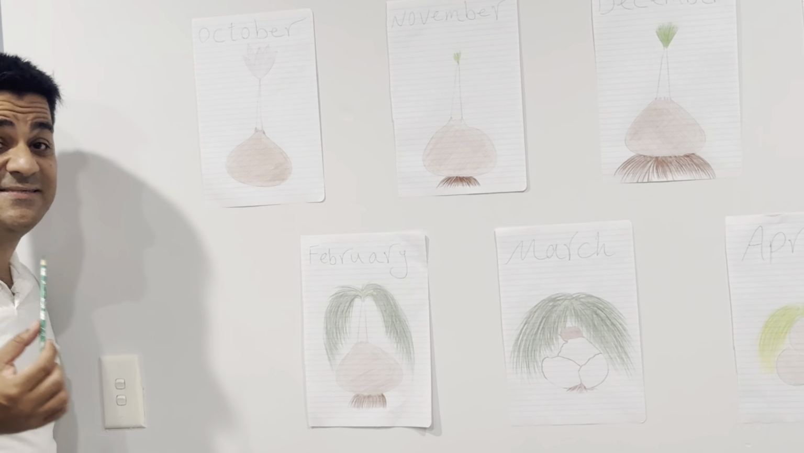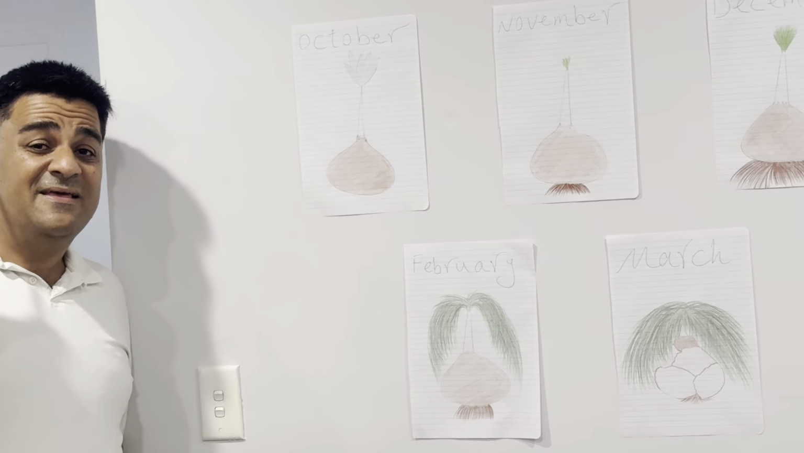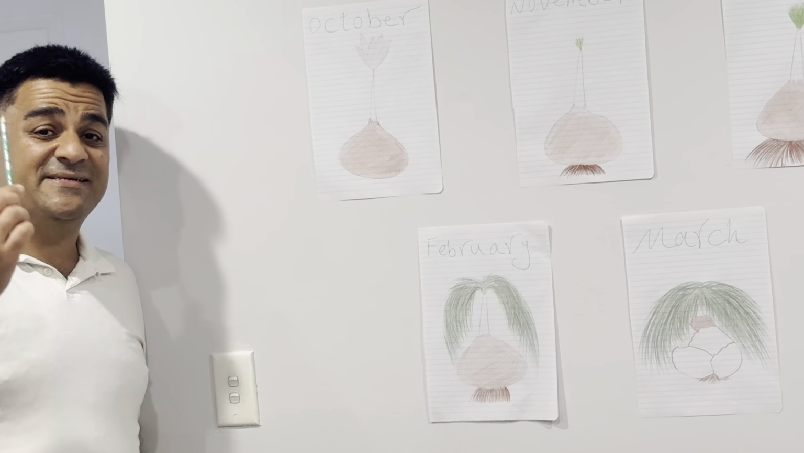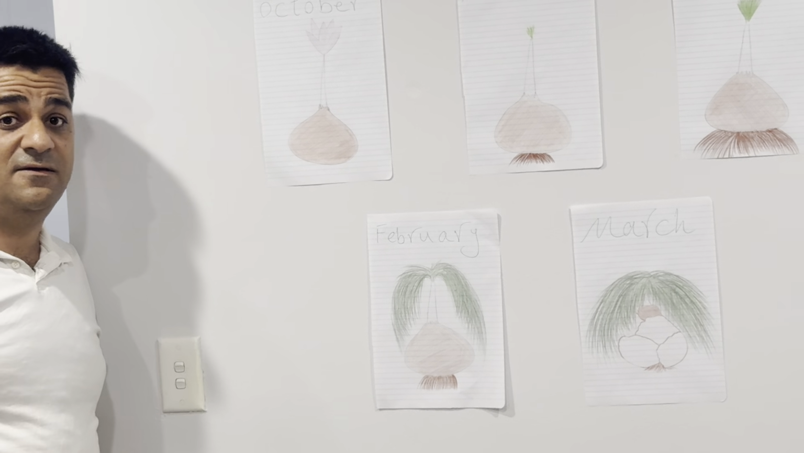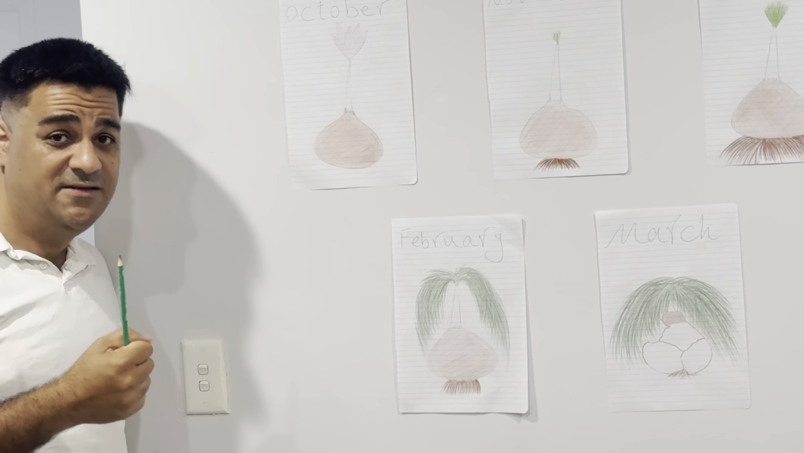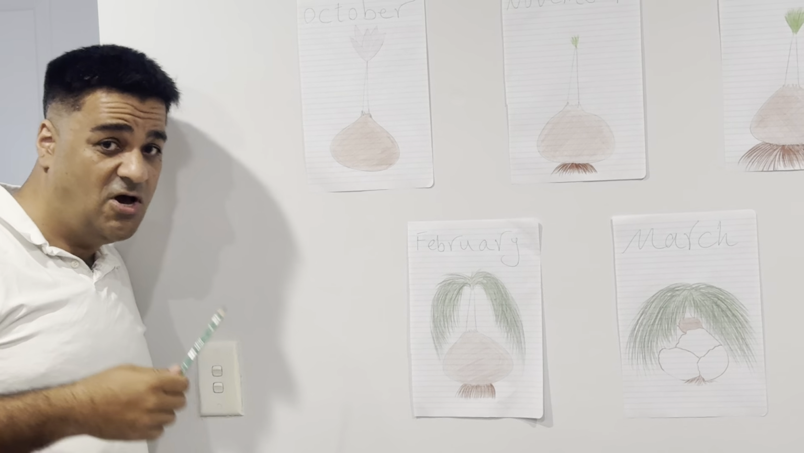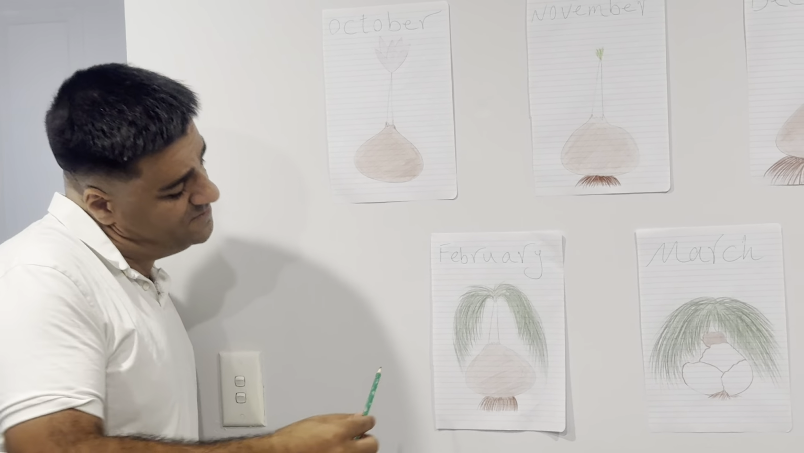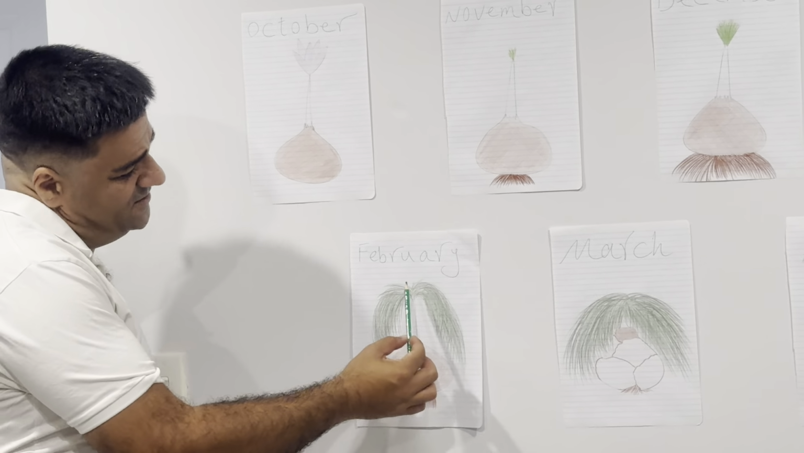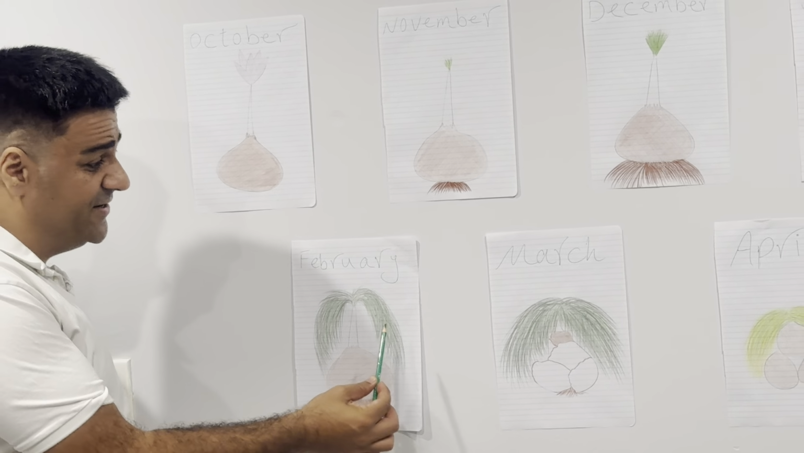this stage. Because the trace elements, micro elements, the best way for absorbing the trace elements is through the leaves. We should spray the trace elements. When you spray the leaves, you also provide the water requirements of the bulbs. In this stage, this is the February, also the green.